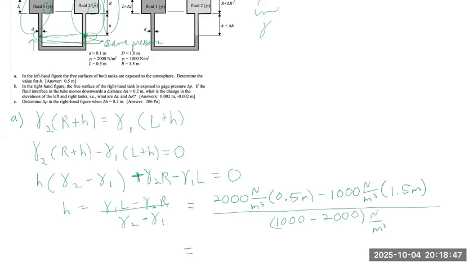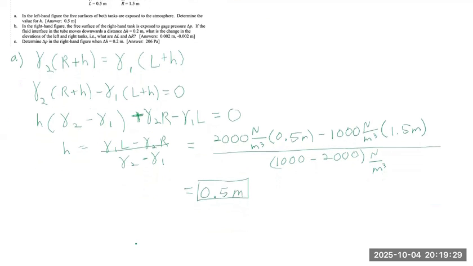So let's calculate this out to be 0.5 meters. And that is our value for H. Okay, now let's move on to part B.